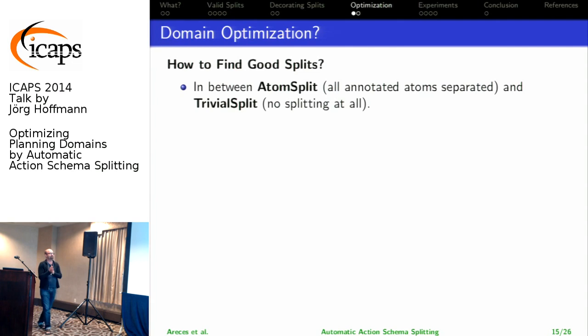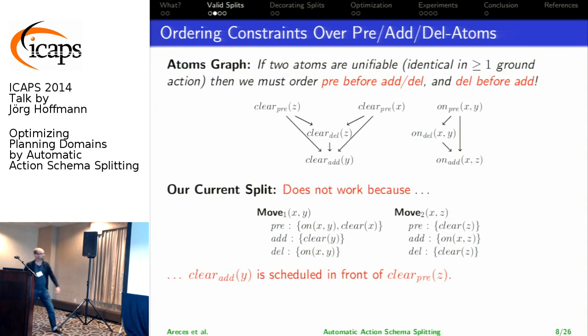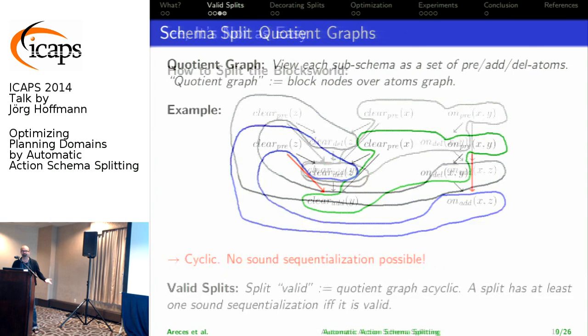At the top, we got the trivial split, which is just the original domain. So that's minimal in terms of split size, in terms of the number of subschemas, just one, but maximal in terms of the interface size. And at the bottom, you got what we call the atom split. And there, you just take this graph. Let's look at this one here. For each of those annotated atoms, you create a separate subschema. So each subschema gets to care about exactly one of those atoms. And the interface doesn't get any smaller than this, of course.